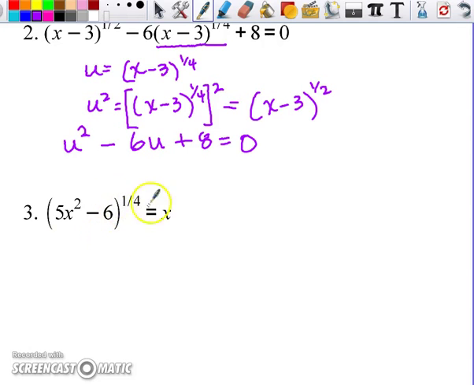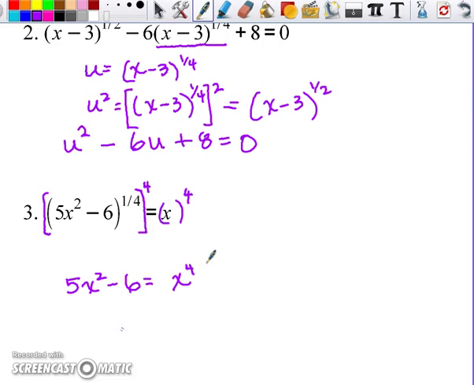Now you're recognizing right away that it's raised to the 1/4 power. So if you're going to solve this initially, you're going to raise both sides to the 4th power. And look what happens when we do that. Right here, 1/4 to the 4th power, we're going to be left with 5x squared minus 6 equals x to the 4th.